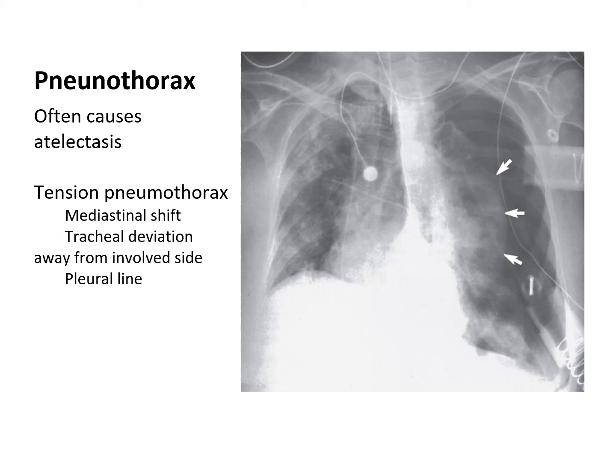A tension pneumothorax can cause atelectasis. That's generally where you've gotten positive pressure, and this can be a side effect from positive pressure ventilation, and so you'll have a mediastinal shift.